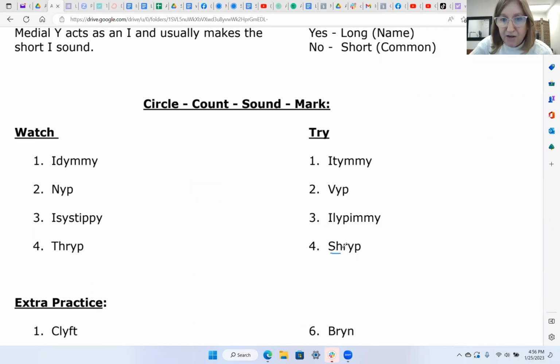Okay, so here's our digraph, two letters that make one sound. Here's our vowel that's going to make the short I sound because there's not another vowel one or two doors down. So that word is sh, i, strip. Strip. That's hard to get that R right after the SH. Strip, strip, kind of like Shrek, but not. Strip, strip.